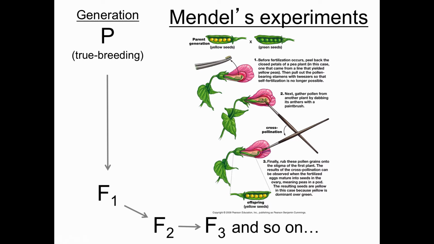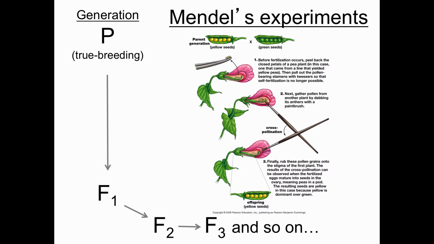So that got him started, right? There's something going on here. You start with yellow and green, and the offspring have yellow seeds, which tells us that yellow dominates over green, because yellow is what we're seeing in the offspring. So that's called a genetic cross.